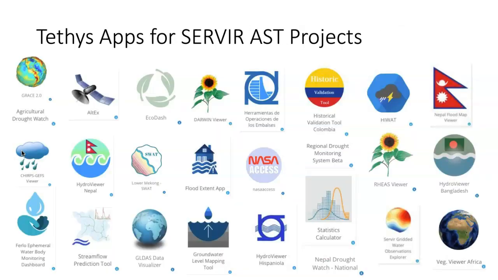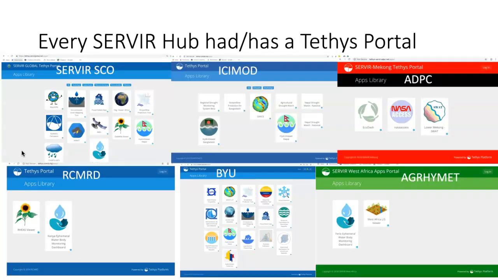And during the AST2, there were more than 20 different apps that were developed not only at Brigham Young University, but in conjunction with other PIs by the Science Coordination Office in Huntsville, as well as our partnering hub at ECMOD, and some of the other hubs also got involved in the development of these applications. So you can see that, and many of these apps are created by starting from an existing app. We were able to share and collaborate that way.